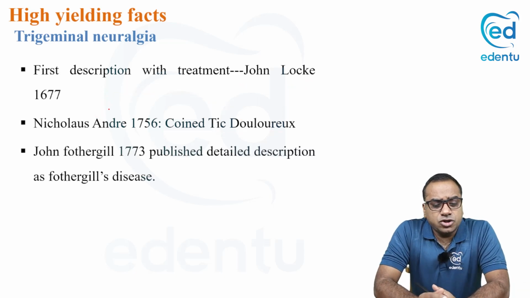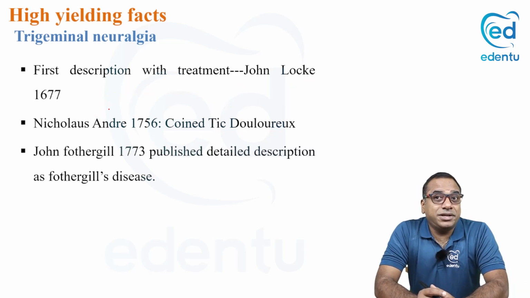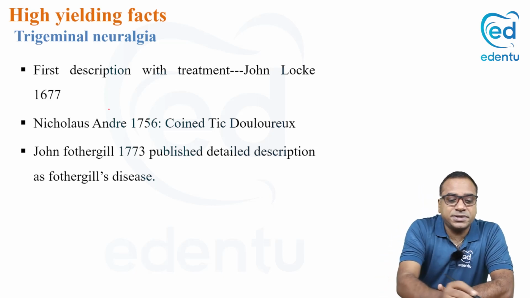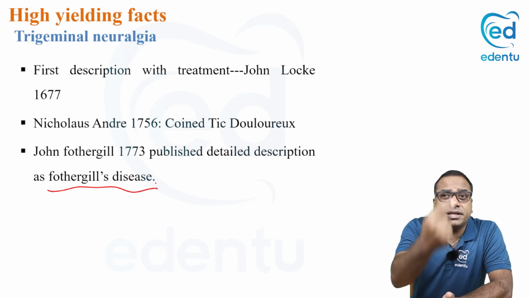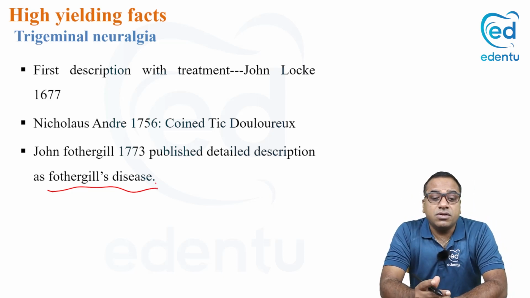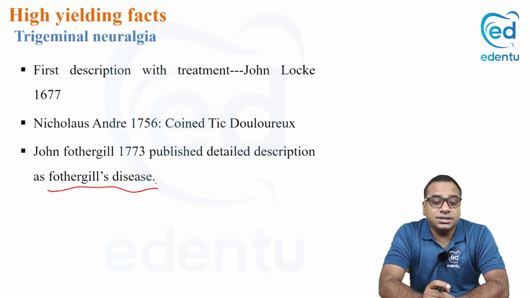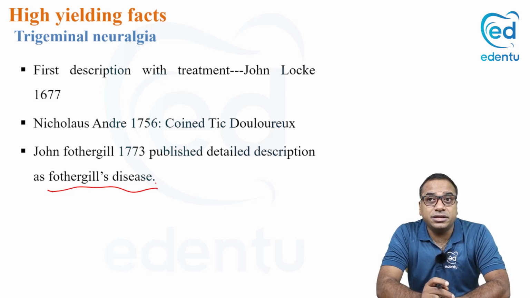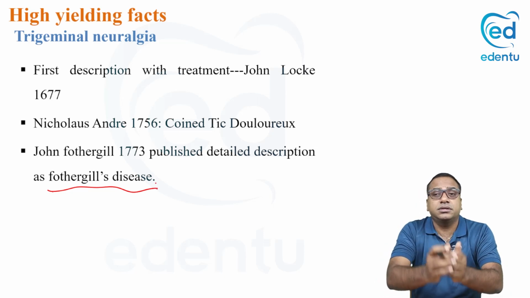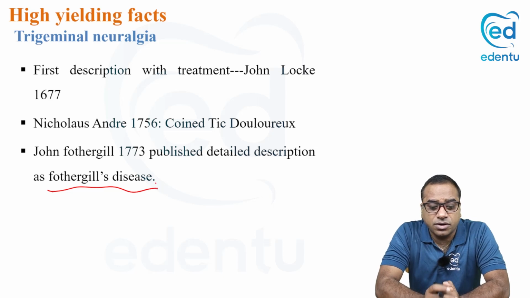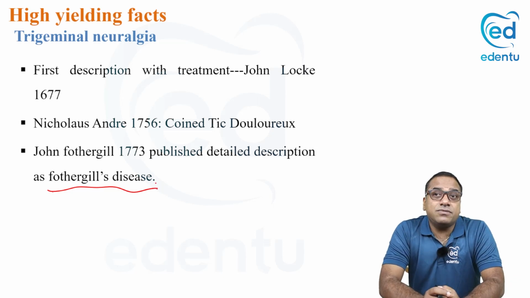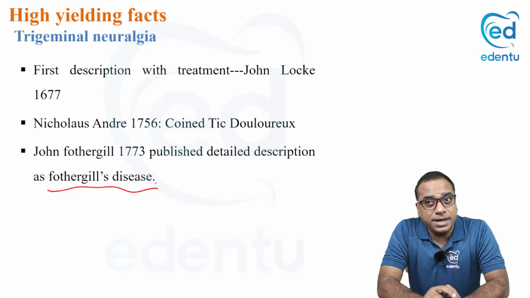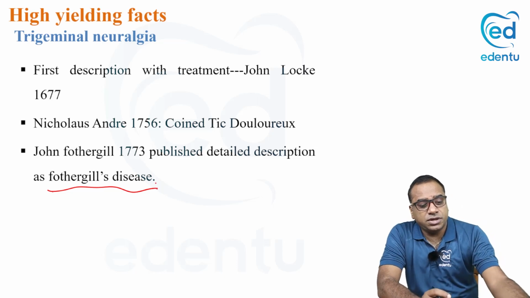Then John Fothergill in 1773 published the detailed description as Fothergill's disease. So the other name which is associated with trigeminal neuralgia is called Fothergill's disease. That was in 1773, almost 250, 300 years, it is going to become 400 years now. Bell's palsy was given by Sir Charles Bell. So that is one thing we should remember.